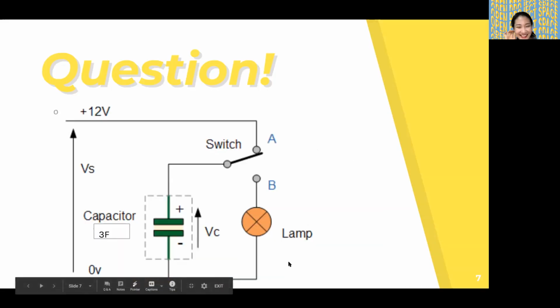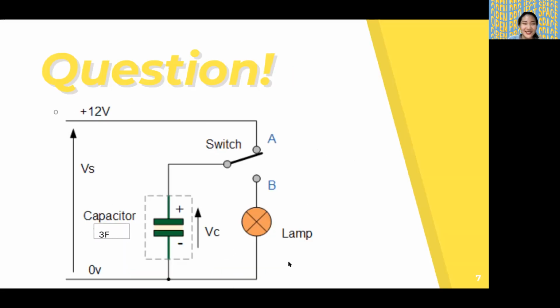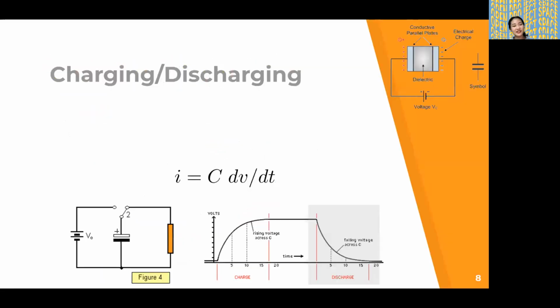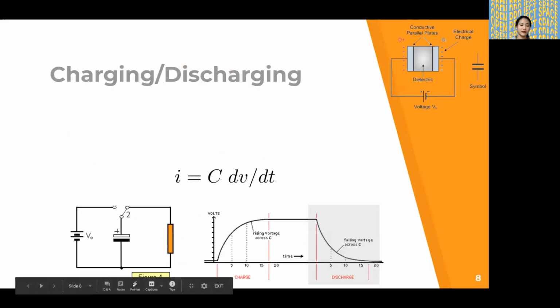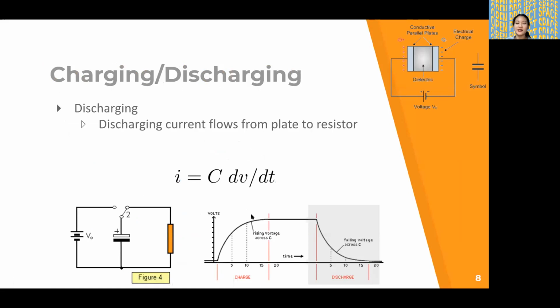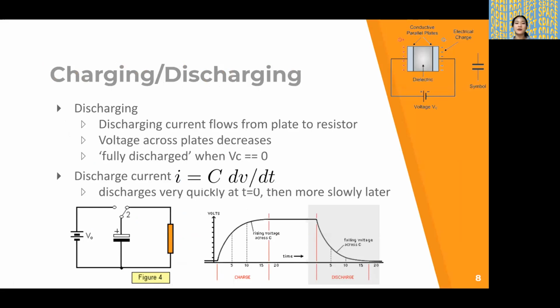We'll talk more about charging and discharging. When it's discharging, after it switches to position B, the capacitor works almost like a battery to supply the current and the voltage difference across the lamp. You have some discharging current coming out according to this equation: discharging current I is equal to C, the capacitance, times dV/dt, which is the rate of change of voltage.